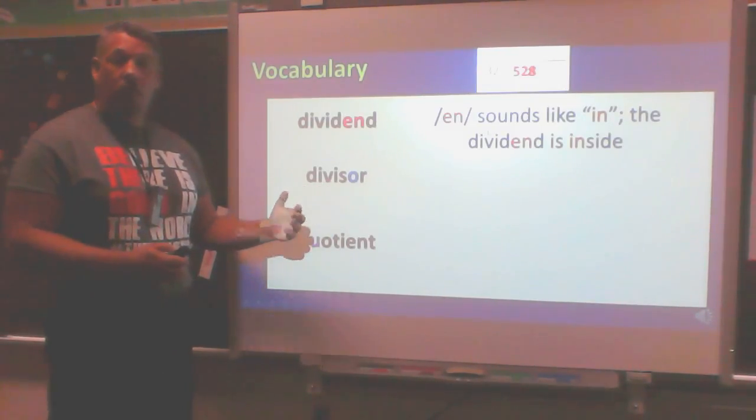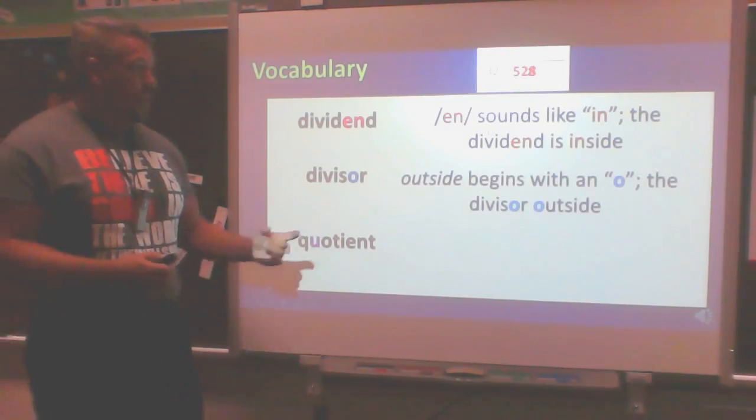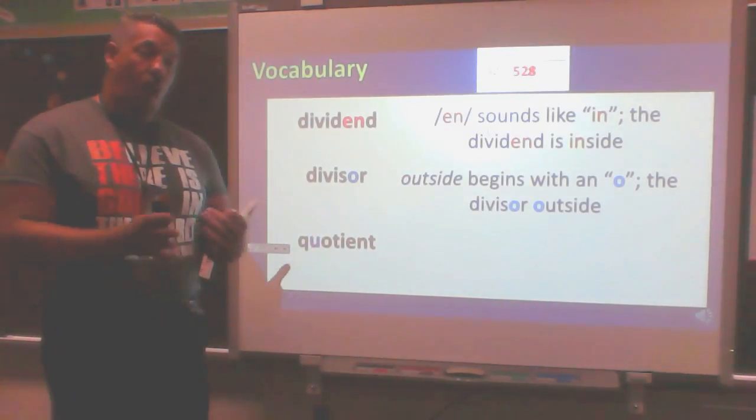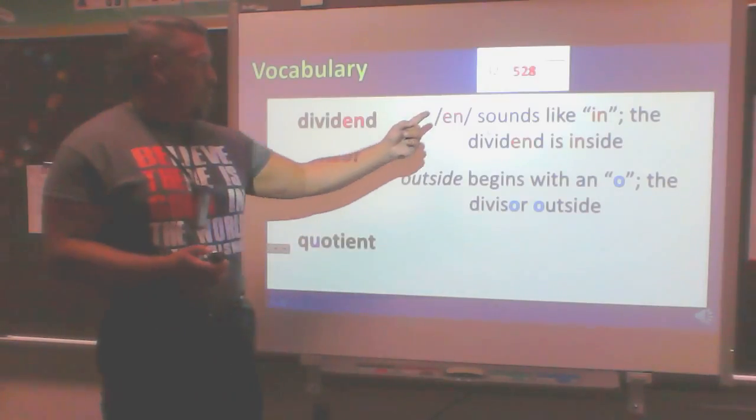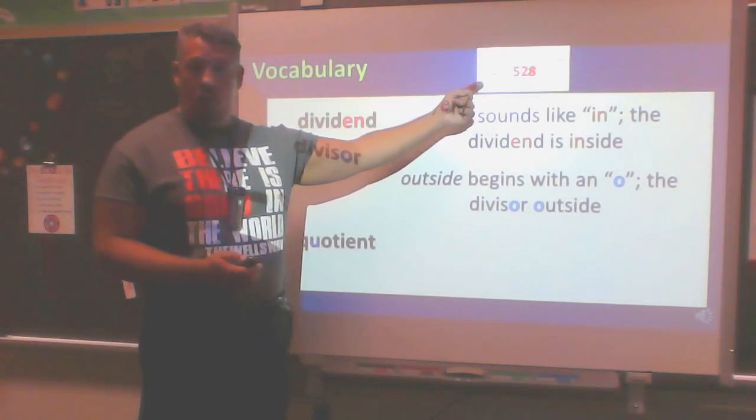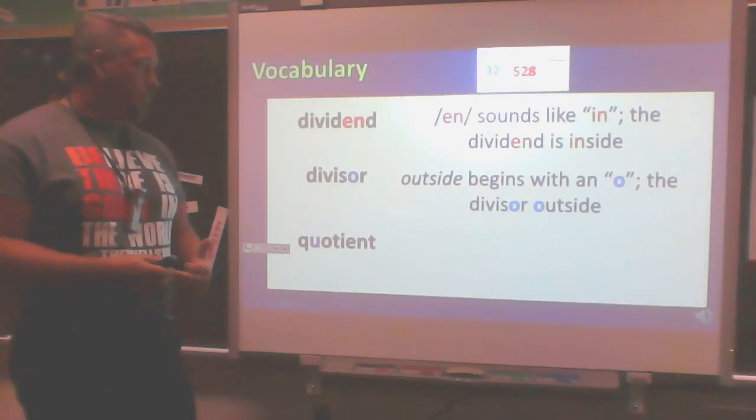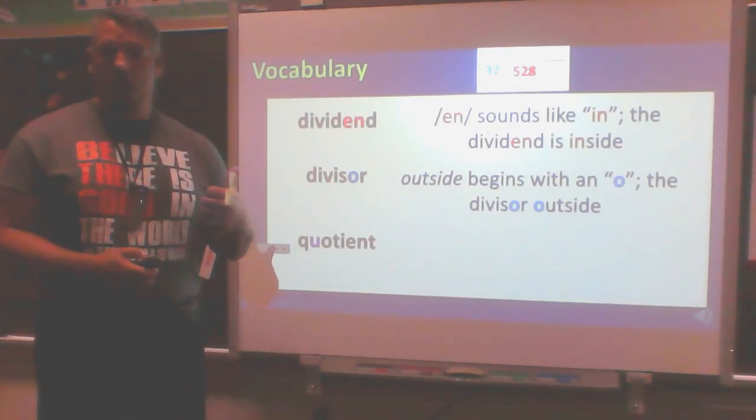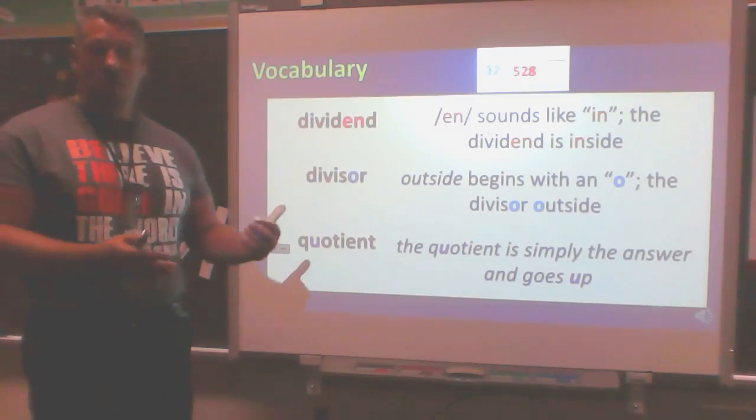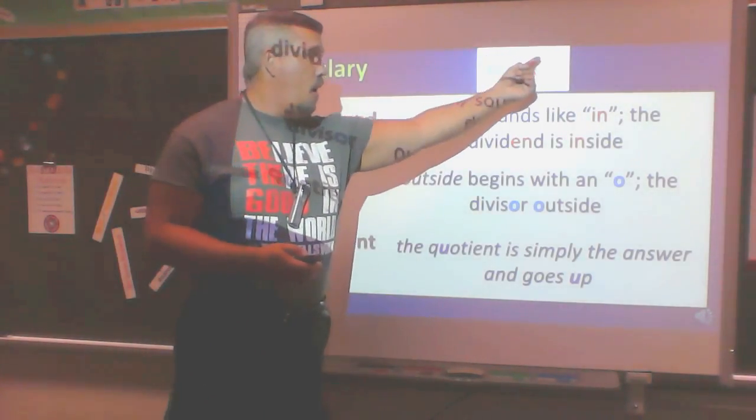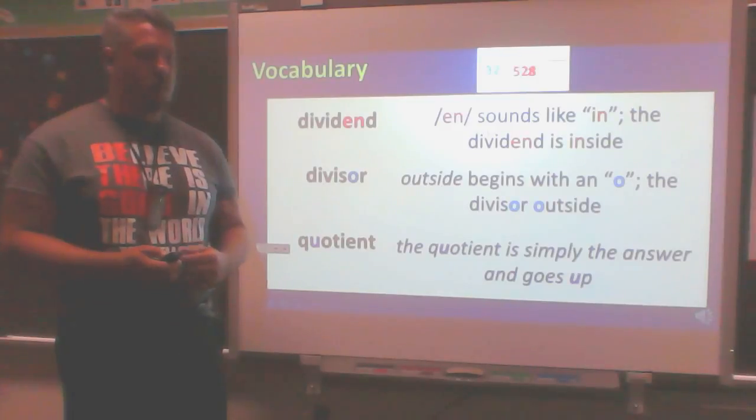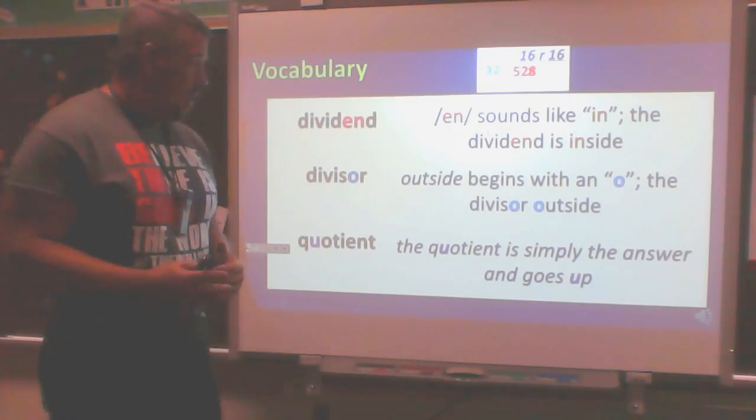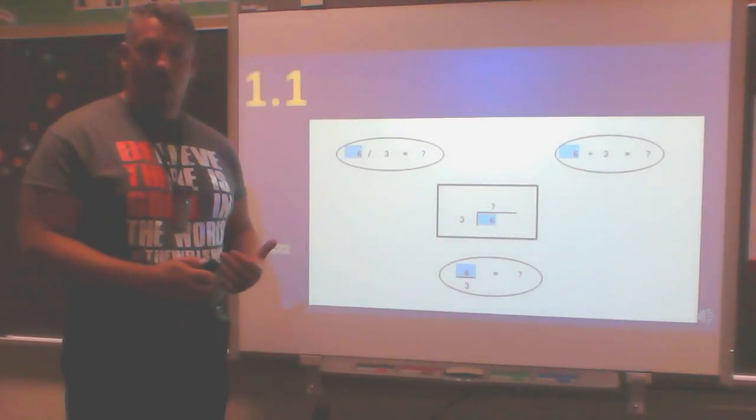My divisor, it's blue with an O, because the word outside starts with an O. And if it's an outside number, then I know my outside number is my divisor, which is the 32. And therefore my quotient, the U, it just tells me it's up above. My quotient, my answer to the problem, is always listed up above the division box. Once I know those, then I can relate that image to the original ones that we looked at.